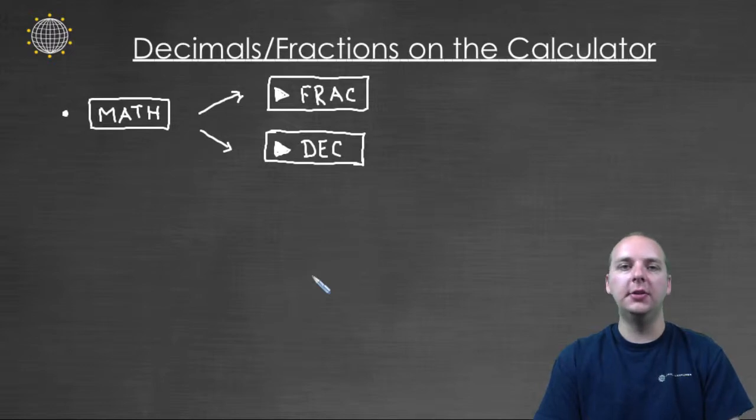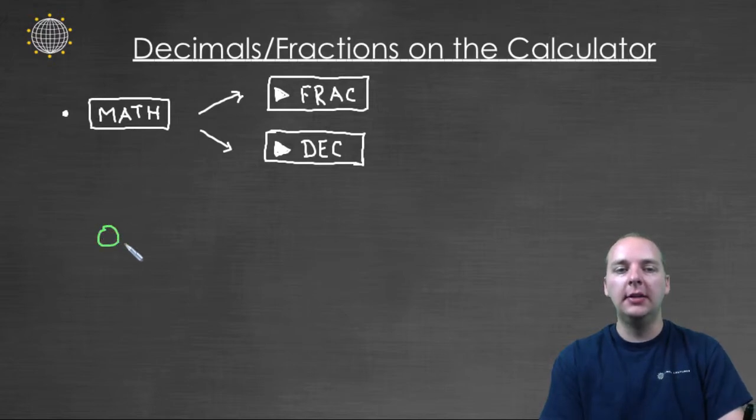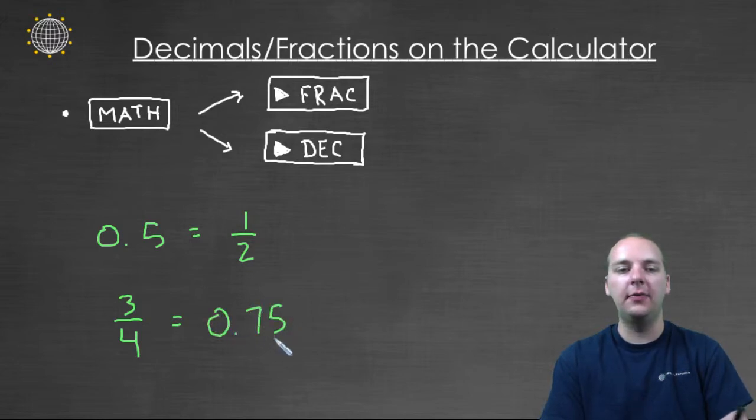One of the nice features about our graphing calculators is they can take decimals and convert them into fractions. They can take fractions and convert them into decimals automatically. So for example, if you typed in 0.5 and converted it to a fraction, it would automatically spit out a half. And if you typed in 3 divided by 4, then it would immediately convert that into 0.75, for example. So it can go in either order.